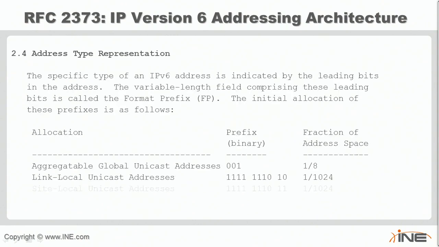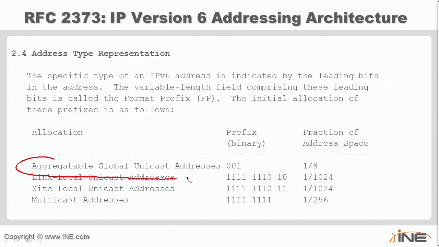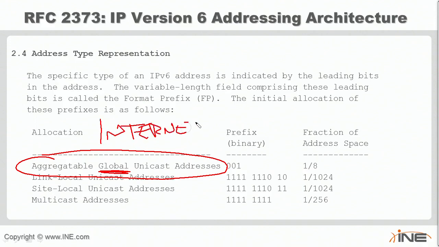And if we look at the specifics here, there are a couple different subcategories, where the first one is the aggregatable global unicast addresses, or basically the global addresses. These are the ones that we would be using for our internet routing. This would be like public address space that's assigned to you from your ISP. And this essentially is going to be any address that starts with 001 in binary.